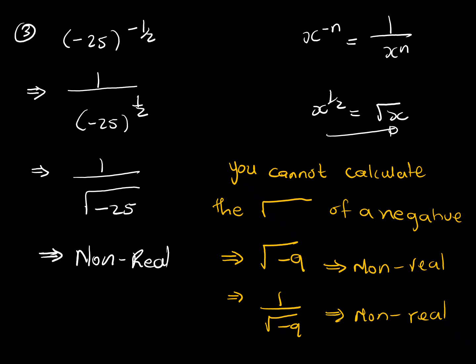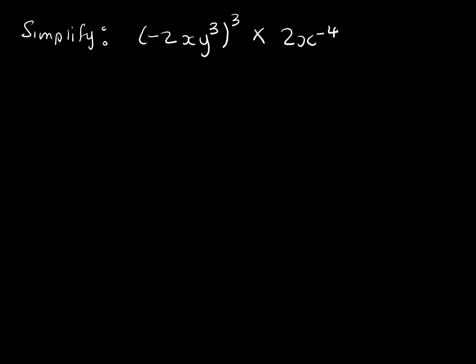Okay, so now on the next one, let's make it more interesting. Let's work on this one. Let's say that we need to simplify negative 2xy, but the y is to the power 3, and everything inside the bracket is raised to 3. So now we multiply this by 2x to the power minus 4, y to the power negative 9.